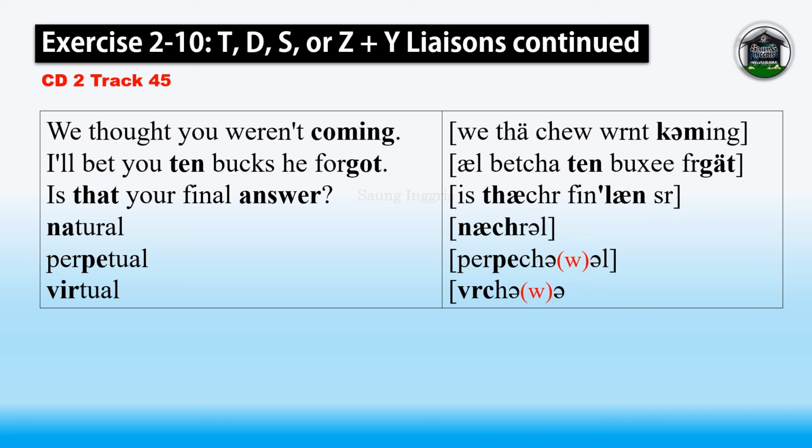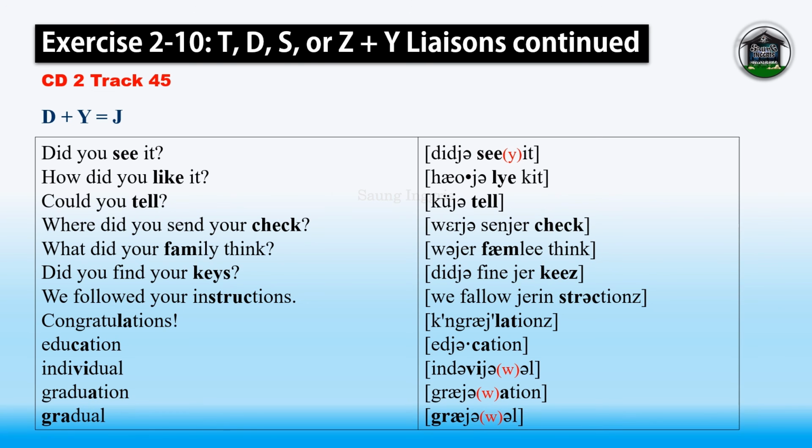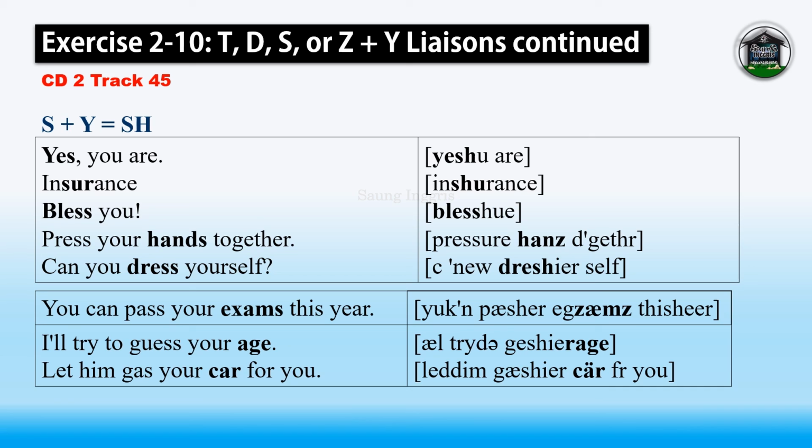Natural, perpetual, virtual. Did you see it? How'd you like it? Could you tell? Where'd you send your check? What'd your family think? Did you find your keys? We followed your instructions. Congratulations. Education. Individual. Graduation. Gradual. Yes, you are.